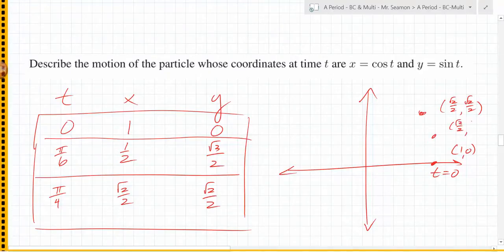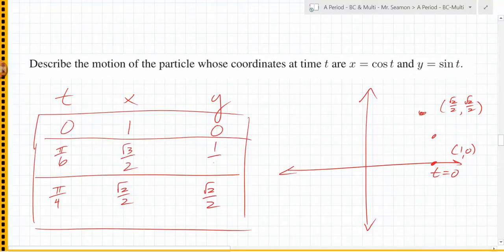Oh, did I get that wrong? Is it 1/2? What did I do wrong there? I flipped something around. I'm still working on that. Good. That's reassuring. Okay. So we have root 3 over 2, comma, 1/2.